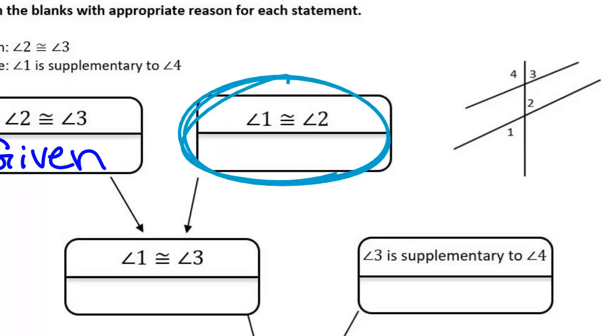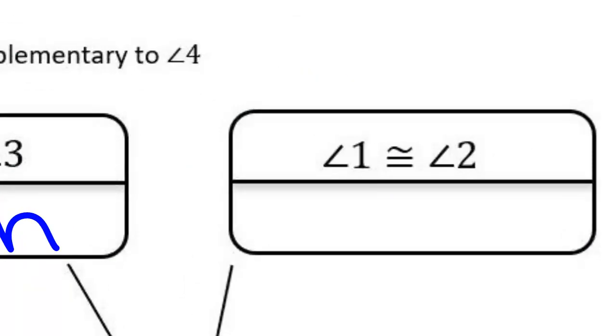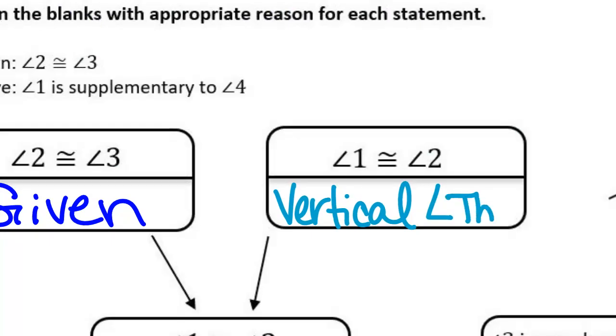All right, let's look at this statement right here. Are there any boxes above this? No. Is it my given? If it's not the given, and there's nothing that came before it, where is this coming from? From the graph, from the picture. So this says angle 1 is congruent to angle 2. Well, here's angles 1 and 2. What type of angles are those? Vertical angles. So why am I allowed to say they're congruent? Vertical angle theorem. And I'm going to abbreviate that so that it fits inside the box.